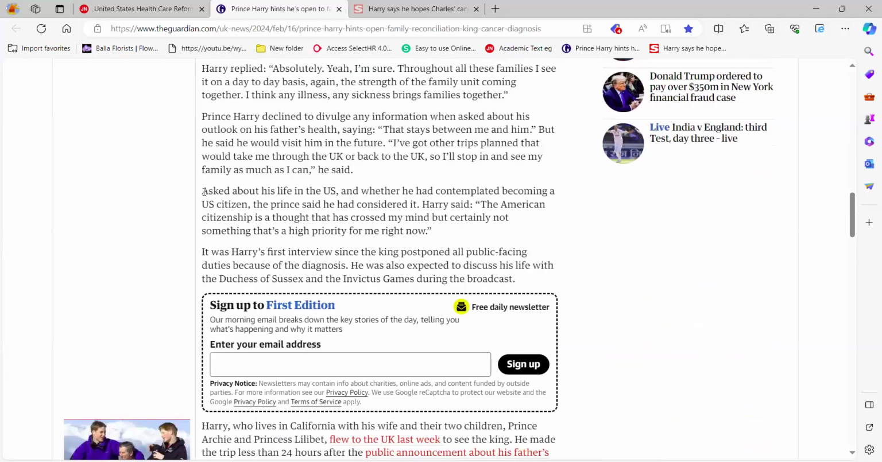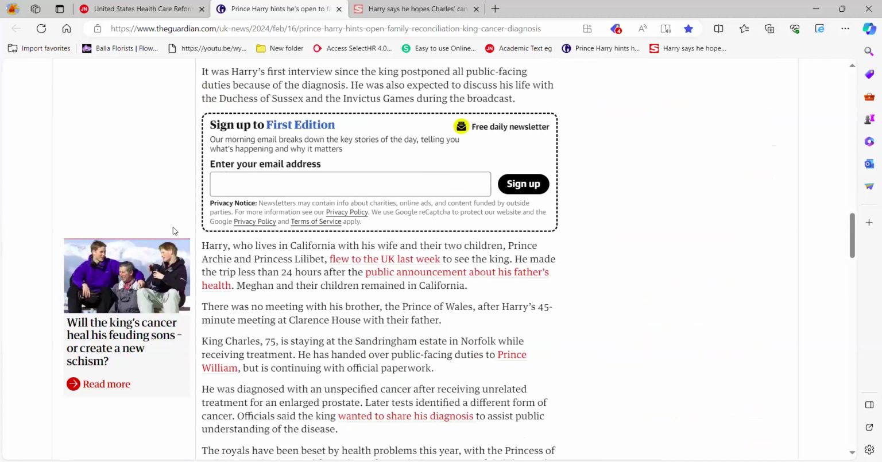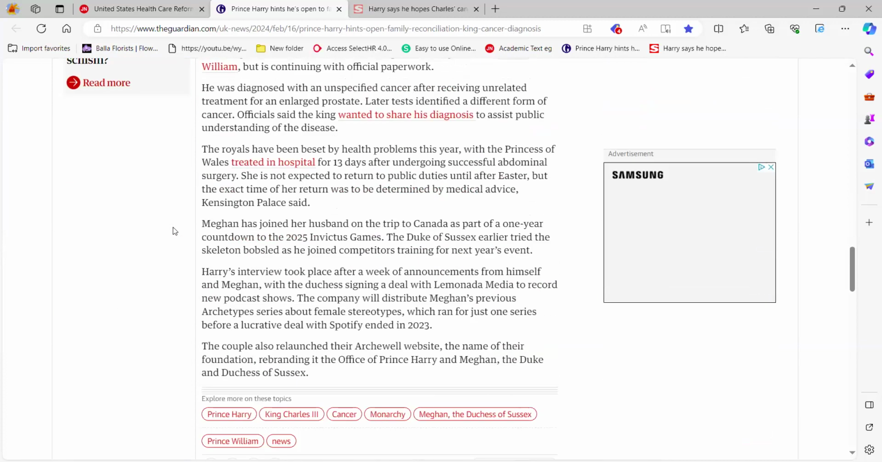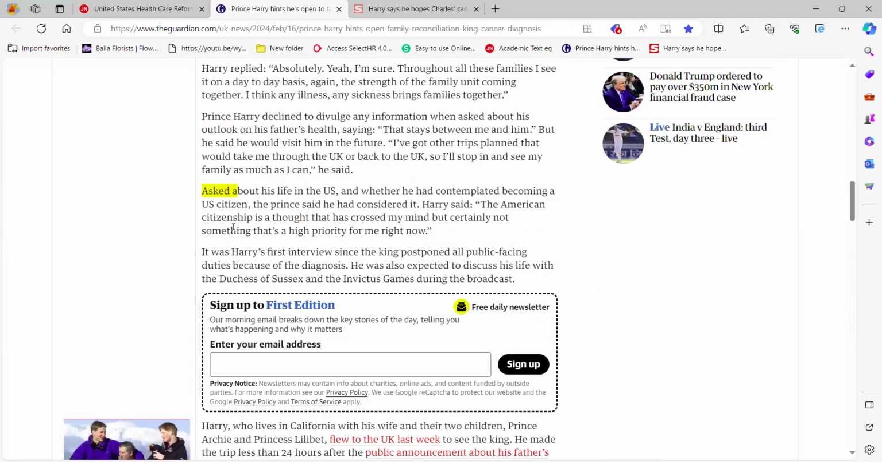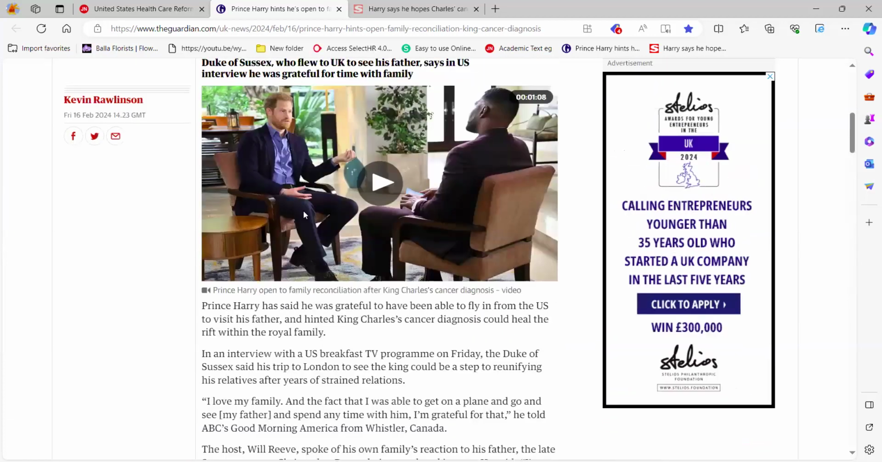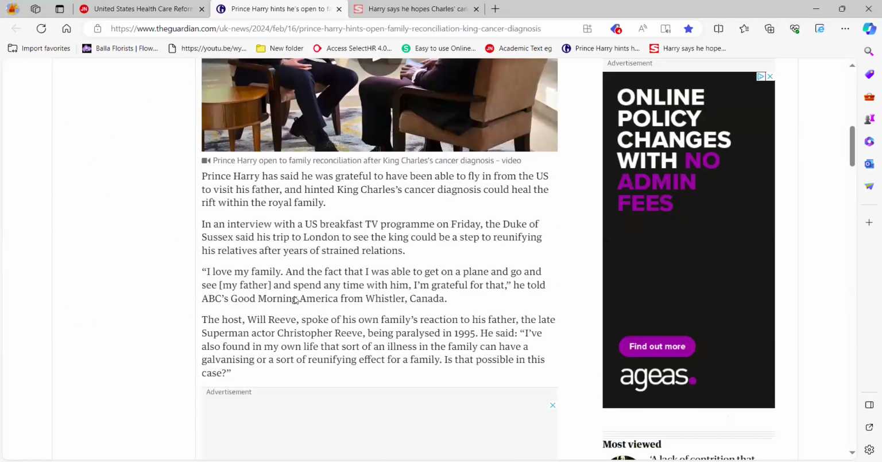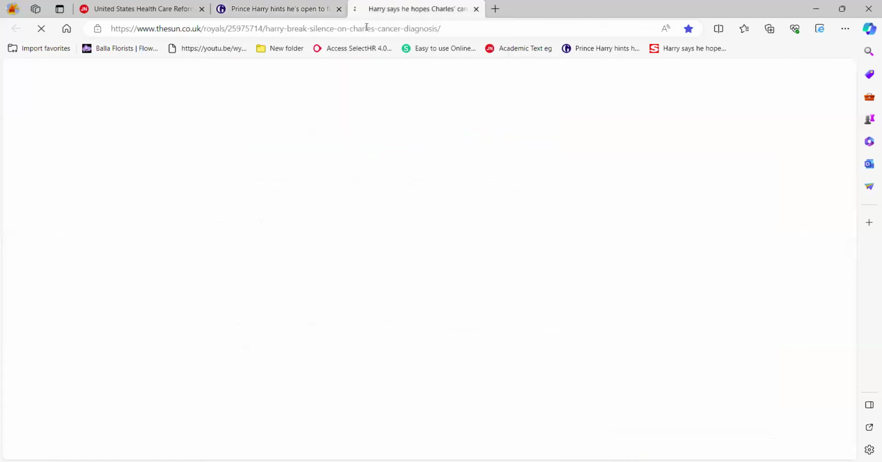So if we just move on a little, asked about his life in the US and whether he had contemplated becoming a US citizen, the prince said he had considered it. Okay. So we could carry on, but you get the idea there. So quite complex sentences, some formal language in there. So we're going to change now and we're going to look at a tabloid version of the same story.